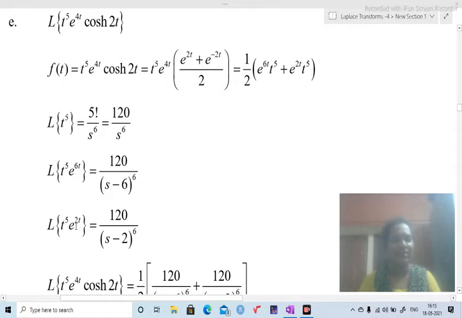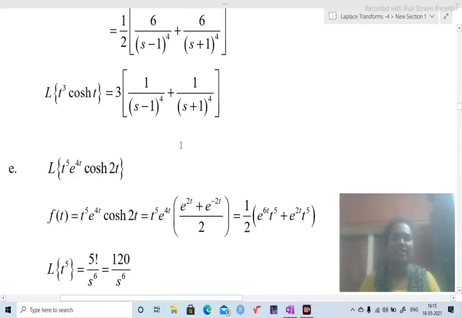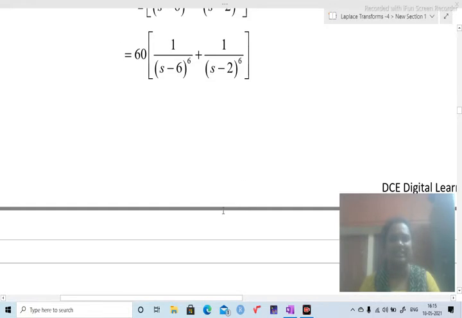Here e power 2t is there, that means positive 2, so s is replaced with s minus 2. Substitute these values here and simplify. That means take 120 outside, then we are going to get 60 into this quantity.